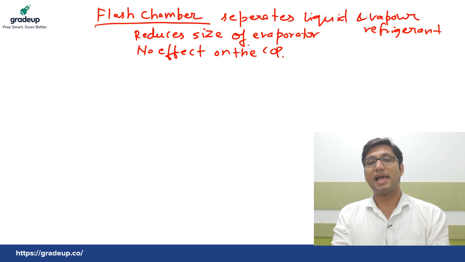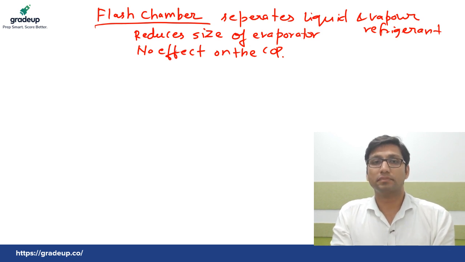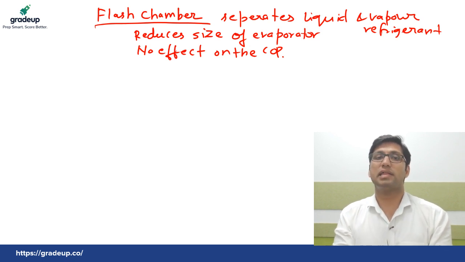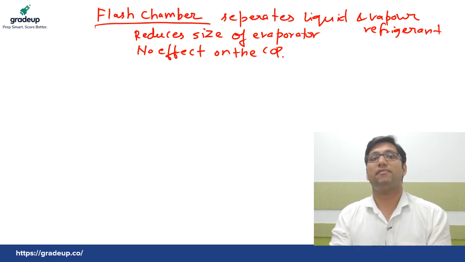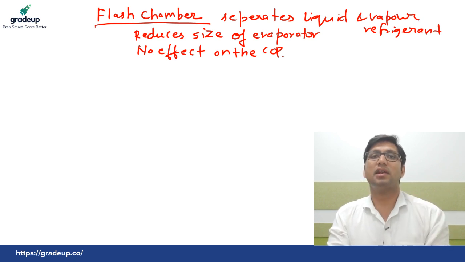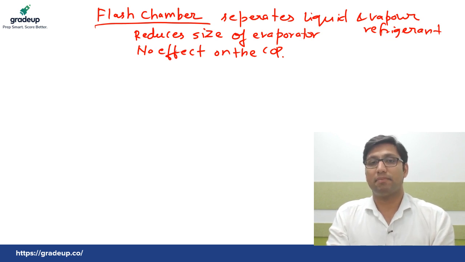Okay, so flash chamber is basically installed before the evaporator to separate the liquid and the vapor refrigerant, so that only vapor refrigerant goes into the evaporator. Okay, so that's why we use flash chamber.